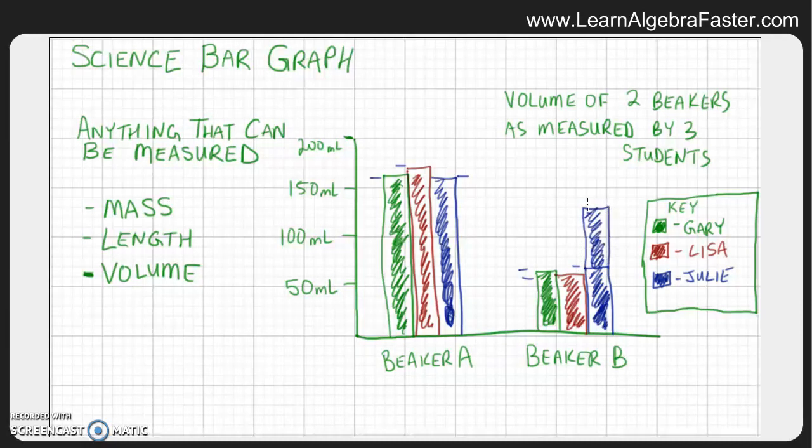So in this case, if we had these 3 students, we know that on beaker A they pretty much agreed with everything. In beaker B we have 2 people who have a measurement that's really close to each other, and then all of a sudden we have this outlier up here. We could maybe ask Julie to remeasure or do something like that. So it would be easy to spot an error or spot some trouble.